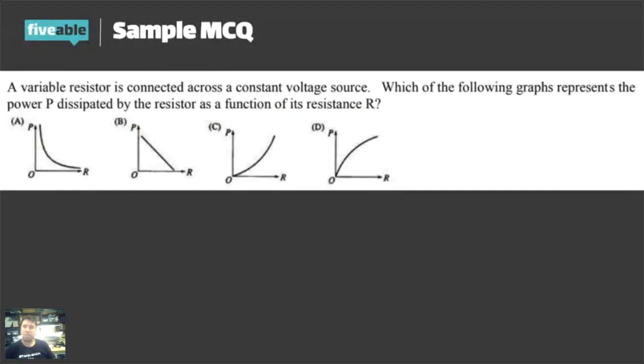This one is not about lengths and areas, excuse me. This one we have a variable resistor, so a device that we can change the resistance of. And we connect it across a constant voltage source. Which of the following graphs shows the power dissipated or given off by the resistor as a function of the resistance? So as I crank the resistance up, what happens to the power? All right, take a moment, throw up some guesses, and then we'll talk through this one.